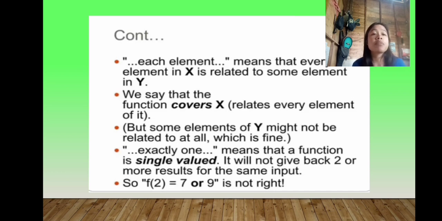Exactly one means that a function is single valued. It will not give back two or more results for the same input. So f(2) = 7 or 9 is not right, because 2 squared is equal to 4, which is the right answer as an output of f(2).